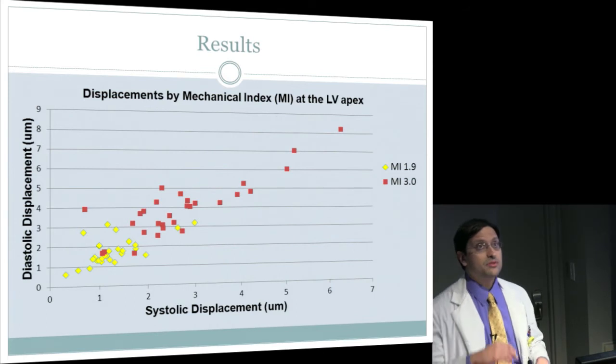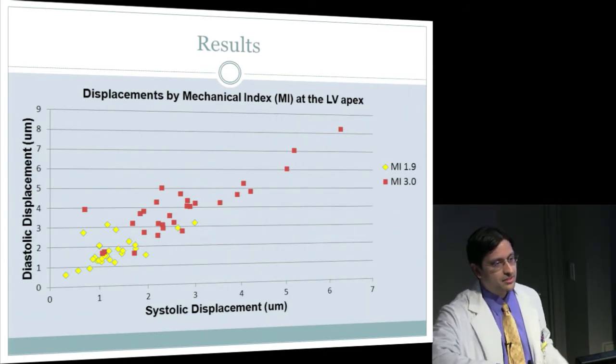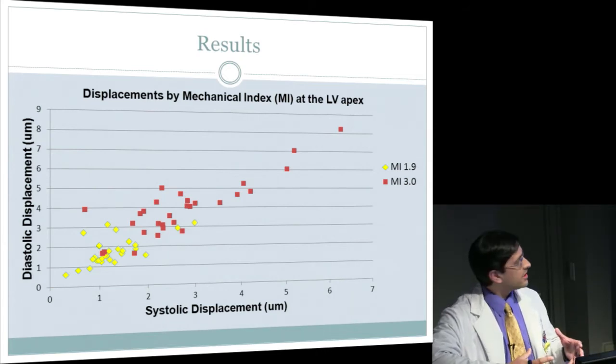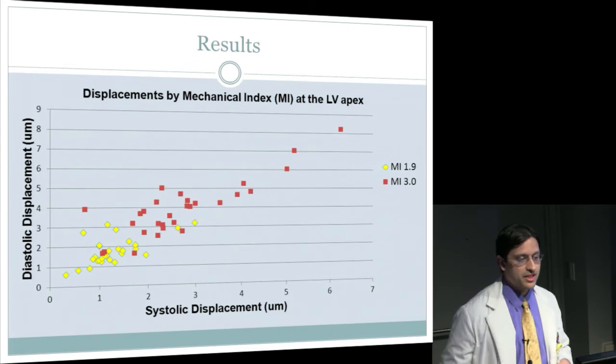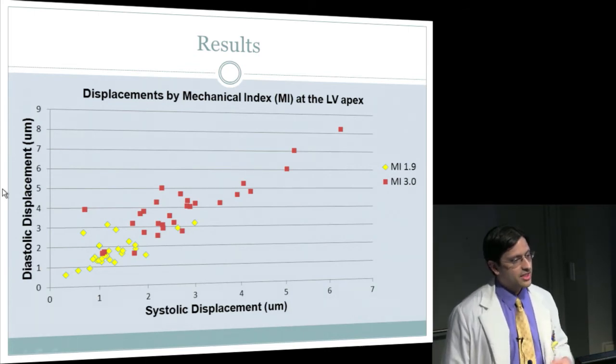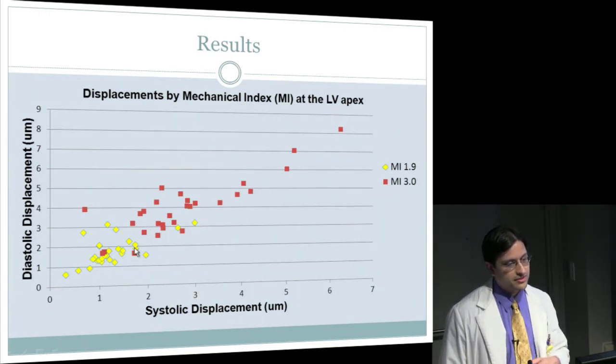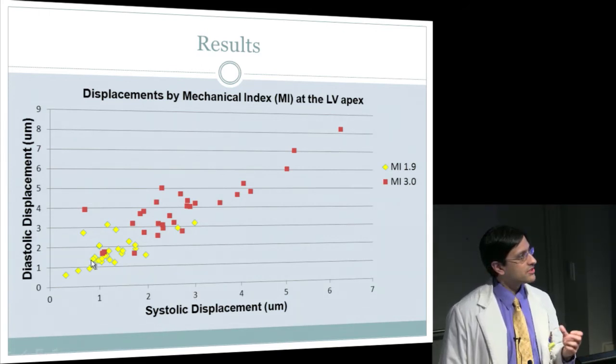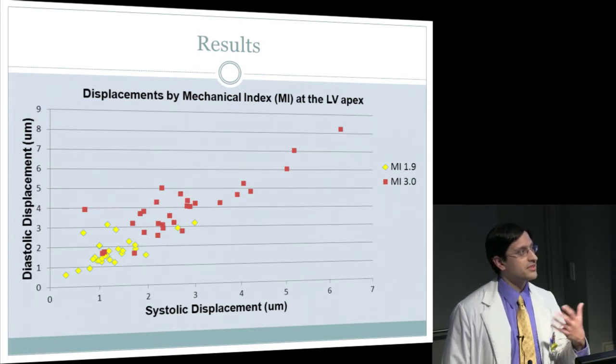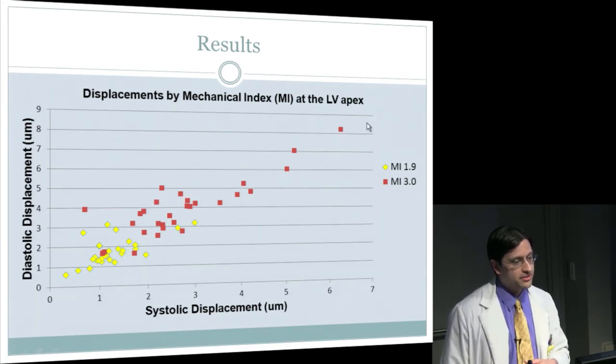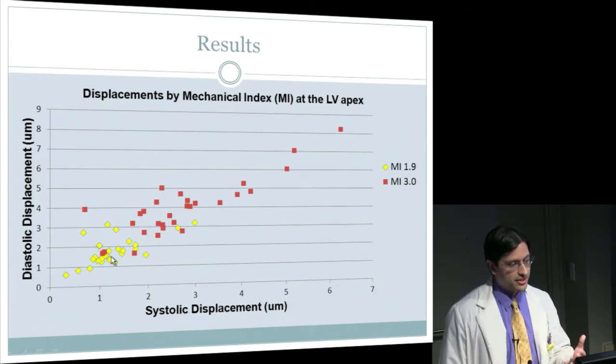So the next two slides will be kind of the crux of what I presented a couple of weeks ago at ACC. So basically, this represents the summation of all the data from the LV apex that we took from all our patients. On the y-axis, we have absolute diastolic displacements, and on the x-axis, we have absolute systolic displacements. The yellow diamonds represent acquisitions that were obtained at an MI of 1.9, and the red squares are those obtained at an MI of 3.0. And as you might expect, those with higher power, those at the MI of 3.0, had higher absolute displacements across the board as compared to those which were obtained at the lower power.